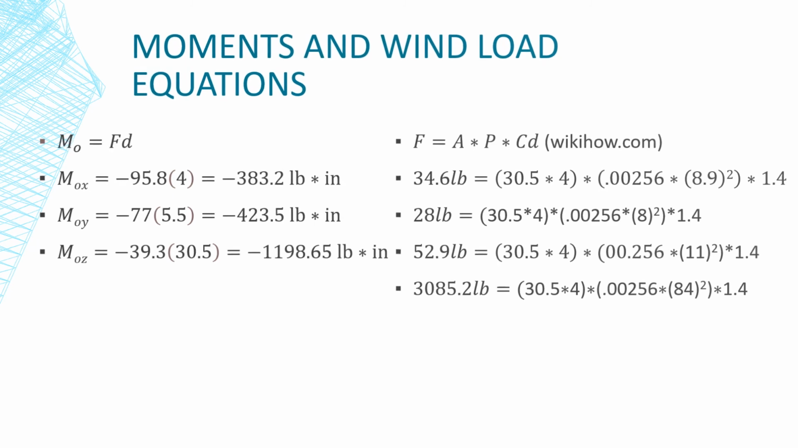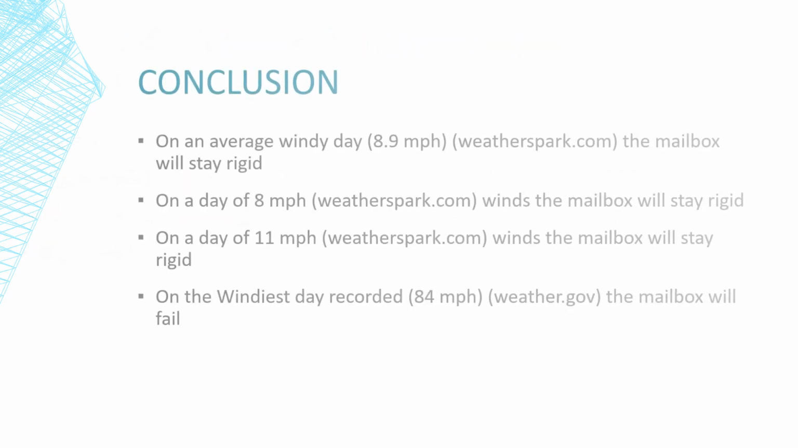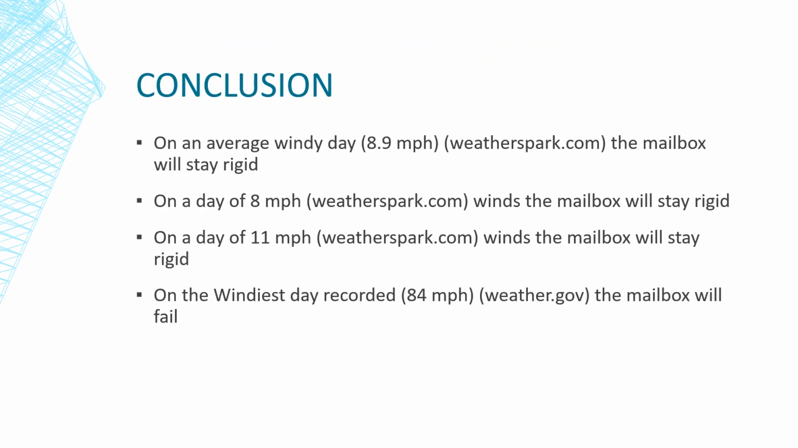Conclusion. On an average windy day, 8.9 miles an hour, the mailbox will stay rigid. On a day of 8 mile an hour wind, the mailbox will stay rigid. On a day of 11 miles per hour winds, the mailbox will still stay rigid. And on the windiest day recorded, 84 miles an hour, the mailbox will fail.